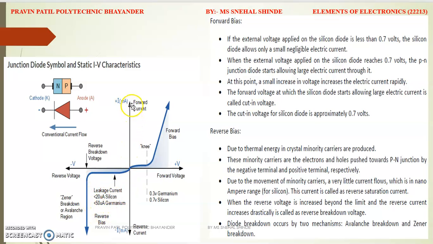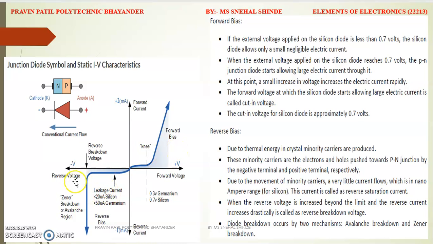The forward characteristic is plotted between the forward current and the forward voltage. So from here, as we increase the voltage till the knee point, the minimum amount of current will flow. As soon as it reaches the knee voltage, suddenly the current will start rapidly increasing. So this is the characteristics of the forward bias diode.